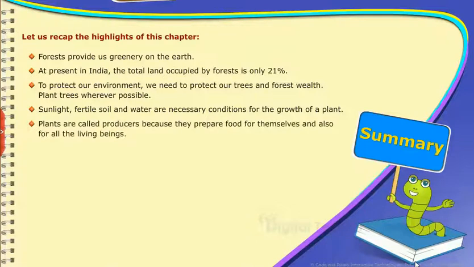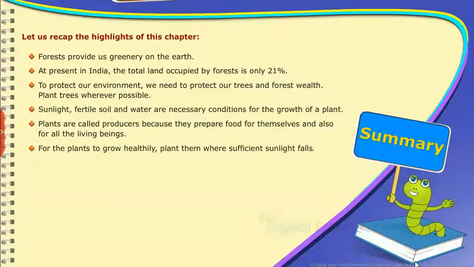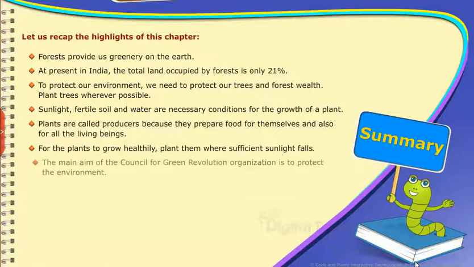Plants are called producers because they prepare food for themselves and also for all the living beings. For the plants to grow healthily, plant them where sufficient sunlight falls. The main aim of the Council for Green Revolution organization is to protect the environment.